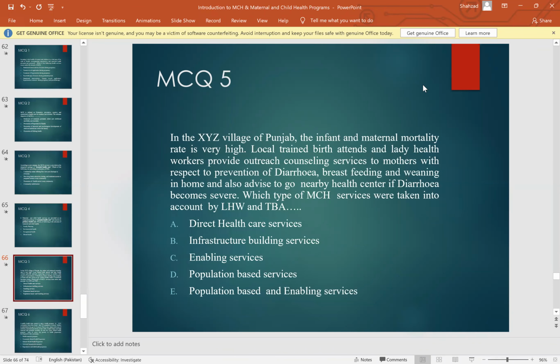In the XY village of Punjab, the infant and perinatal mortality rate is very high. Local trained birth attendants and lady health workers provide outreach counseling services to mothers with respect to prevention of diarrhea, breastfeeding, and weaning in home, and also advise to go nearby health center if diarrhea becomes severe. Which type of MCH services were taken into account by LHWs and TBAs? Direct healthcare services, infrastructure building services, enabling services, population-based services, population-based and enabling services.